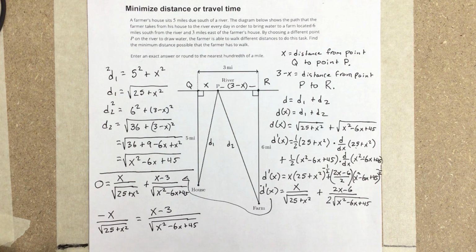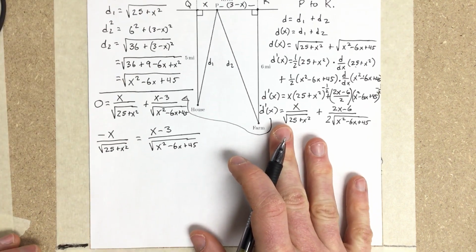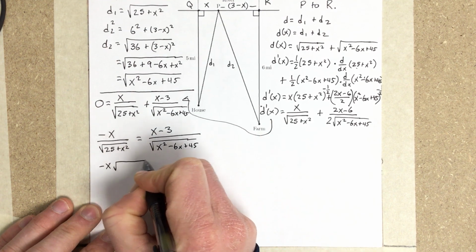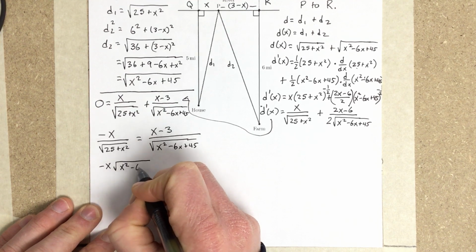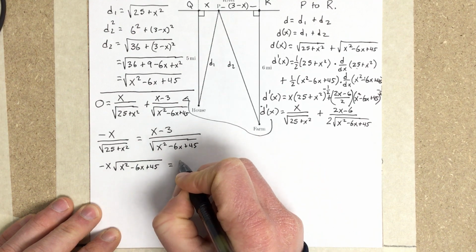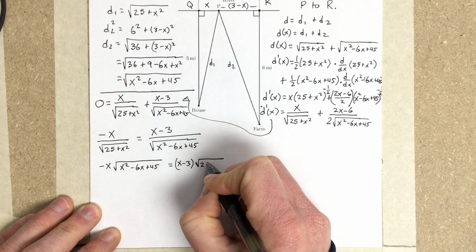All right, now let's cross multiply here. So this side is going to multiply to this, and this side will multiply over here to the right side. And so we're going to end up with negative x root x squared minus 6x plus 45, and that's going to equal x minus 3 root 25 plus x squared.